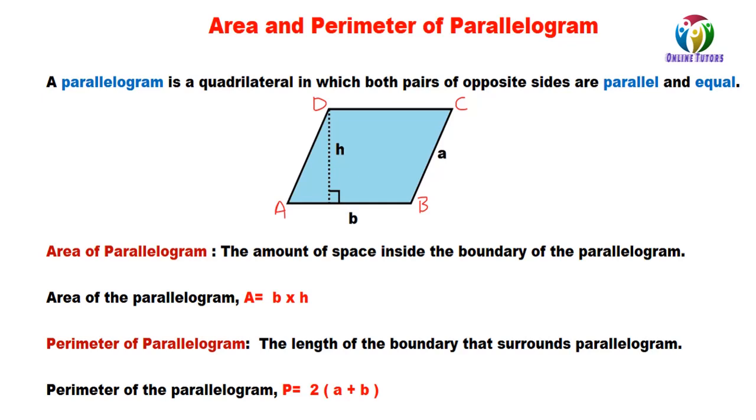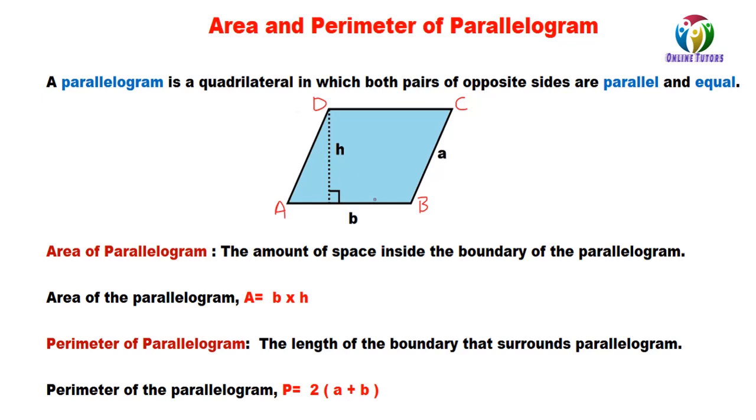So today's topic is area and perimeter of a parallelogram. Before going into further details, let us first understand what a parallelogram is. A parallelogram is a quadrilateral, that is, a four-sided figure in which both pairs of opposite sides are parallel as well as equal.